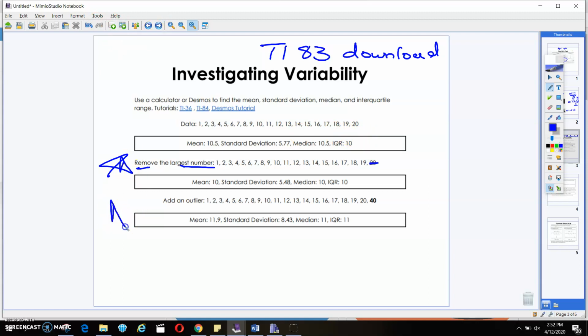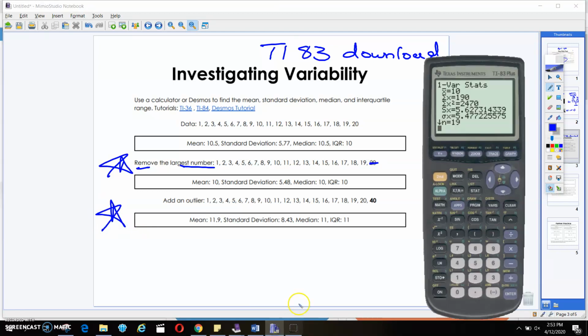You can try this one. If you want to pause the video and try it, I'm going to put it into my calculator. I would probably pause the video right now and try it, and then check your work.